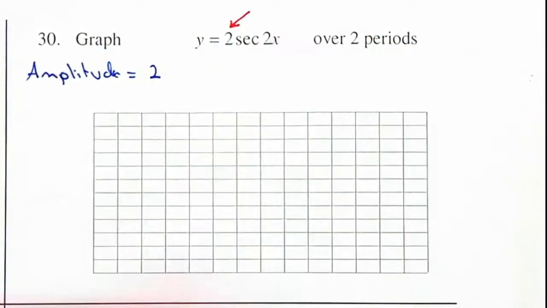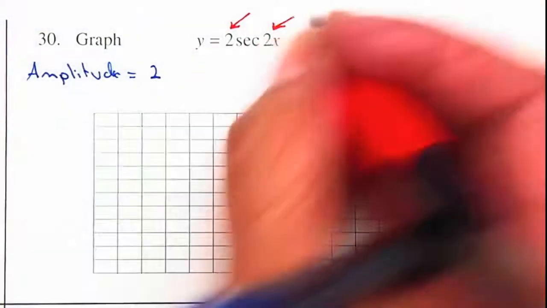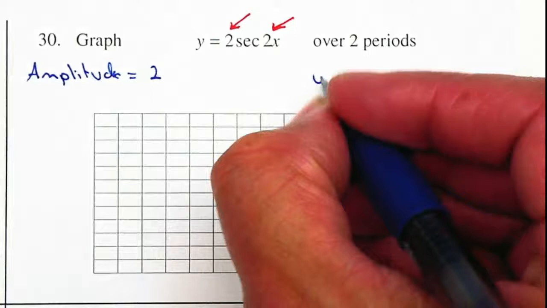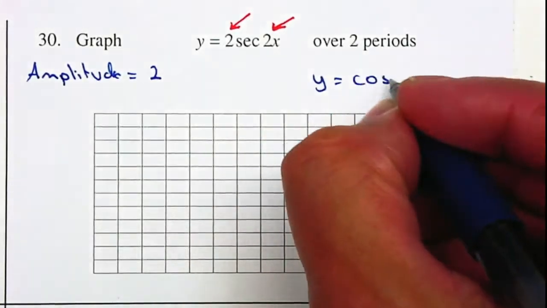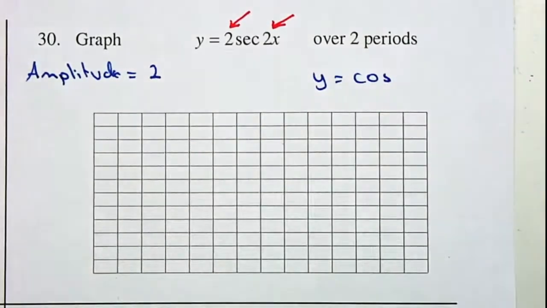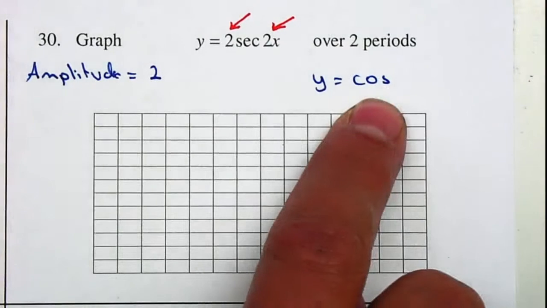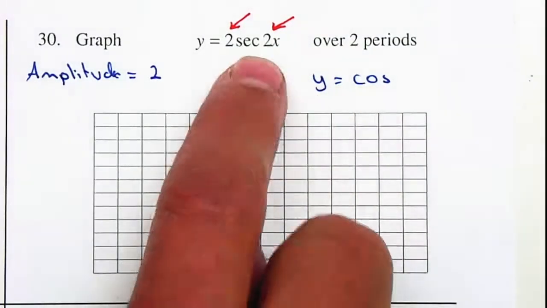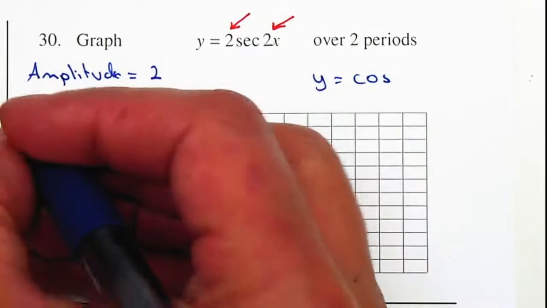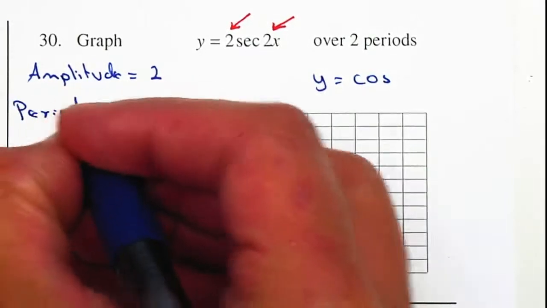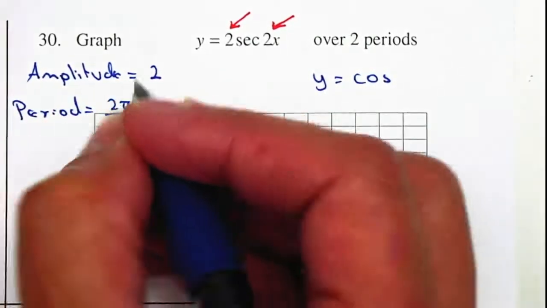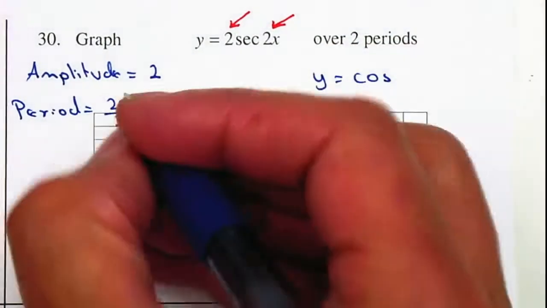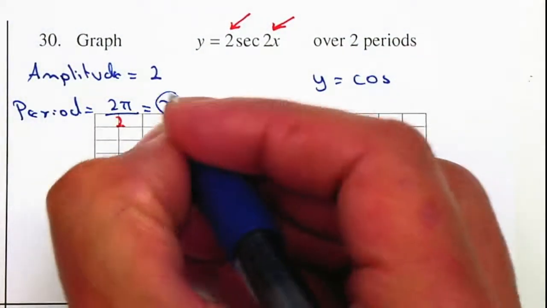And the 2 is your value of B. Now remember that we are graphing secant. Therefore, we're going to base our graph on the cosine graph. The reciprocal of secant will be cosine. And for cosine, the period is 2 pi over B. In this case, B will be 2. So therefore, your period will be pi.